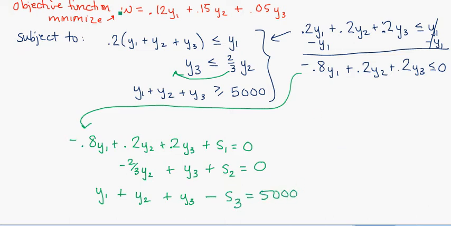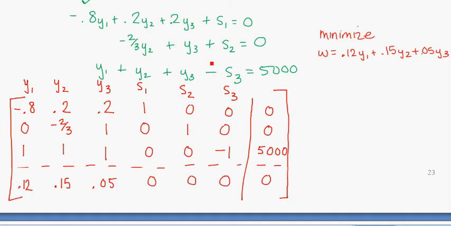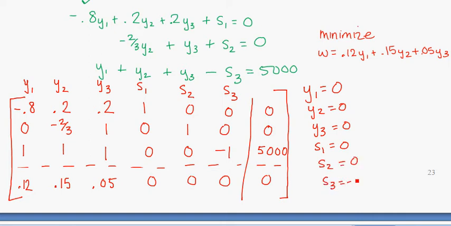So now we take these equations along with the objective function and we write the Simplex tableau. So here's our Simplex tableau. Remember that W is equal to the opposite of Z, so these signs just stay positive here. Okay, now what we're going to do is write down the basic solution. So we see that y1 is 0, y2 is 0, y3 is 0, s1 is 0, s2 is 0, and S3 is negative 5,000. So our basic solution is not feasible. And that's because of this S3, this surplus variable.